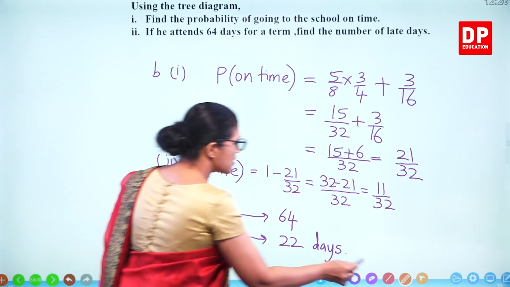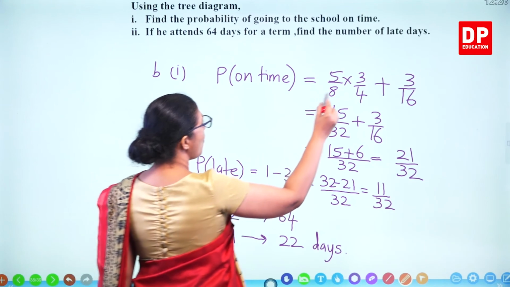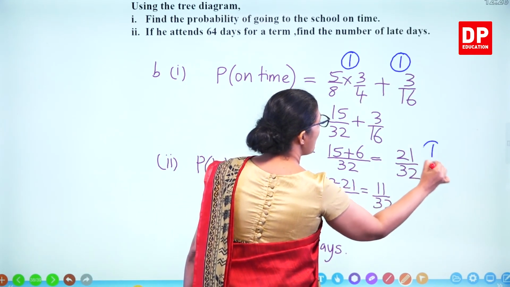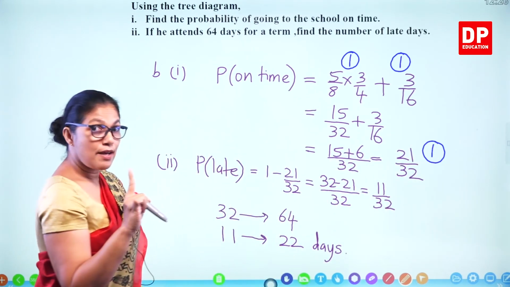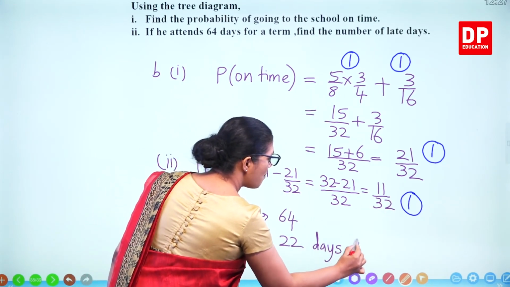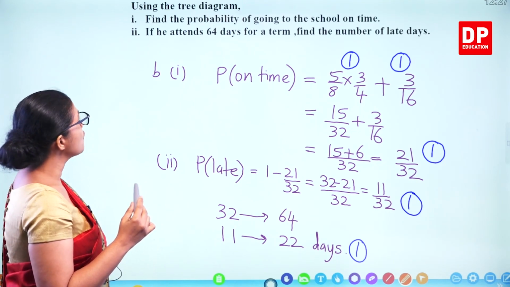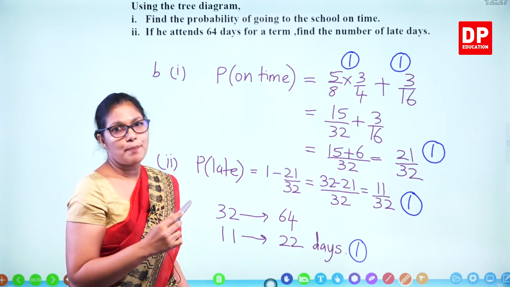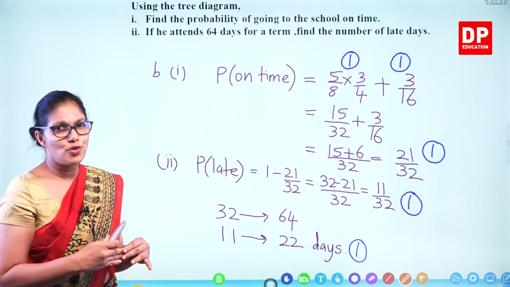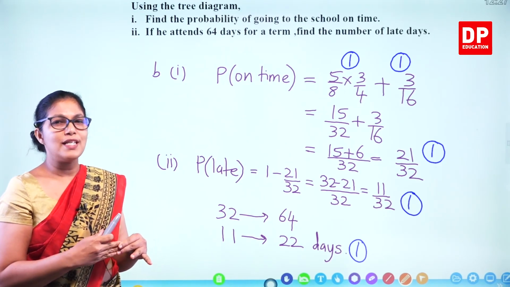So we'll give marks for this one. 1 mark here, 1 mark, and adding this one 1 mark, so 3 marks. Then finding the late probability 1 mark, and finding the number of days he is late, another 1 mark. So 5 marks for the next part, the B part. So we completed all questions in paper 2. This is the Sabaragamuwa Province 2018 paper.